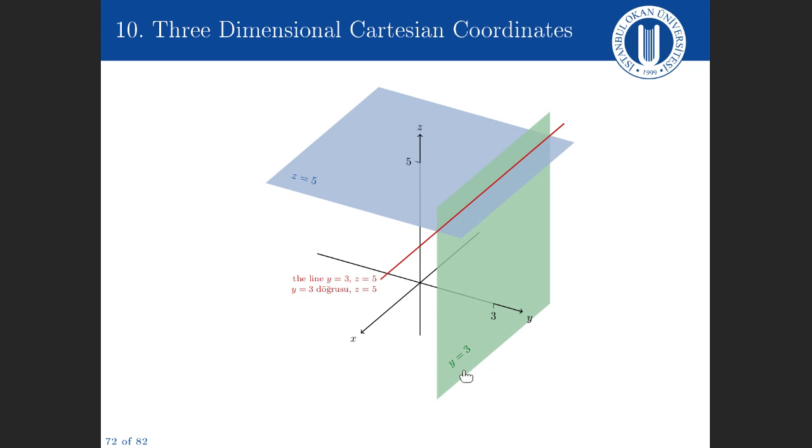Or suppose we insisted that y is equal to 3. If we let x be any number and z be any number, but we said y must be equal to 3, we would get this vertical green plane. These two planes intersect in a line, which I've drawn here in red. The red line is the line where y is equal to 3, z is equal to 5, and x can be any number.